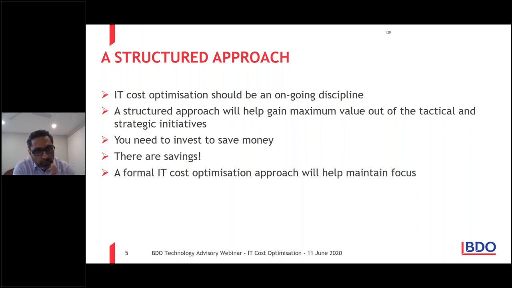And then the last point that I wanted to highlight is that when there is a structured approach towards cost optimization, it brings in focus. It brings the teams together, not only the IT teams, but also the business. It gets everyone focused on the right areas, and it creates transparency and a little bit more structure around what we are doing and why we are doing that. And that is absolutely important and critical.